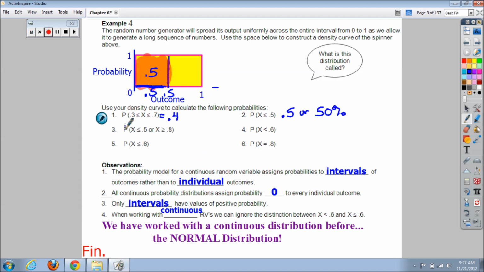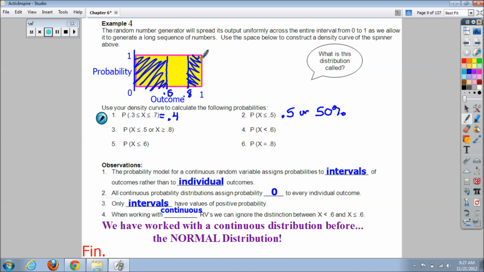For 3, the probability that x is going to be less than a half or x is going to be greater than or equal to 0.8. Now, these two events, being less than or equal to a half or greater than or equal to 0.8, are disjoint events. There's going to be no overlap there. So here's 0.5 and less than. I'm going to approximate, here's 0.8 and greater than.